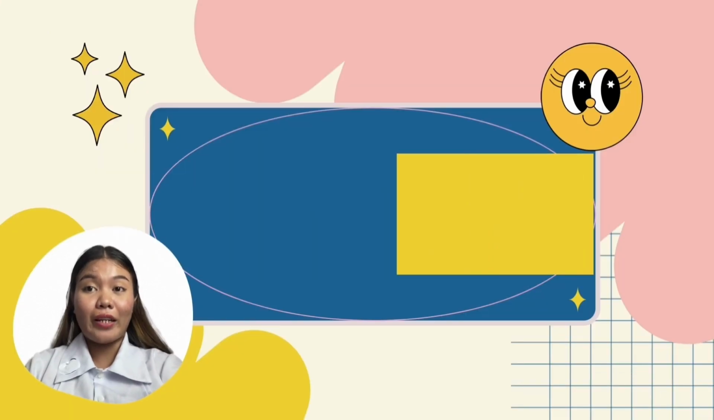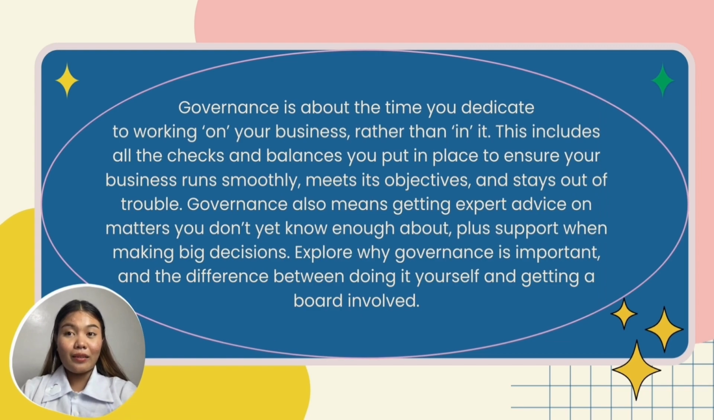The topic that I will be discussing is governance and social responsibility. So what is governance? As you can see in the presentation, governance is about the time you dedicate to working on your business rather than in it. This includes all the checks and balances you put in place to ensure you run your business smoothly. Apart from that, you need to meet its objectives and stay out of trouble. Governance also means getting expert advice on matters that you don't know yet. Plus, it serves as a support when you're making a big decision.